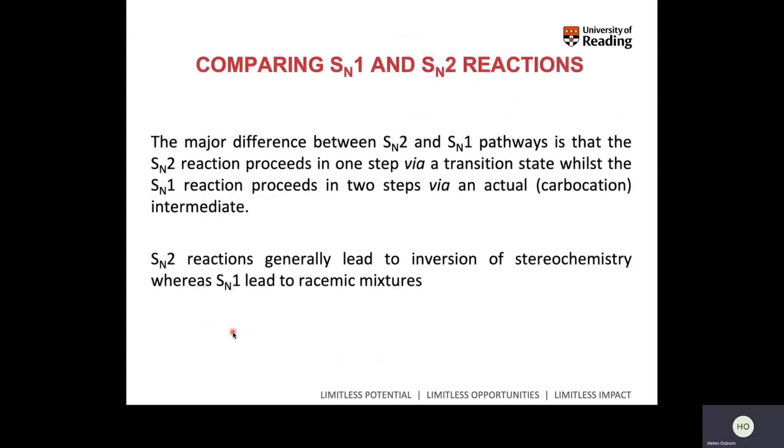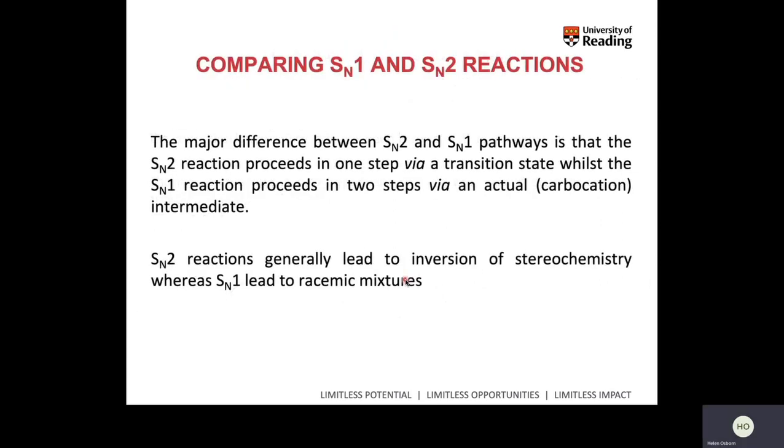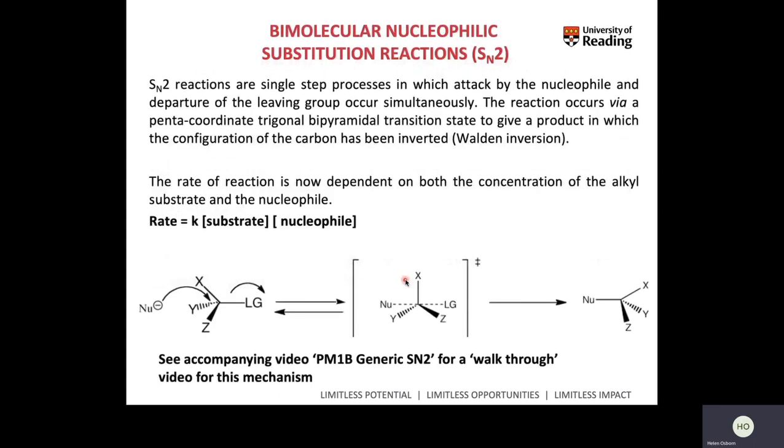So if we think about SN1 and SN2 reactions then, just as a recap, what are the similarities and the differences between them? Well, the major difference between the SN2 and the SN1 is that the SN2 reaction proceeds in one step via the transition state. So this is one step. We've got the nucleophile attacking at the same time as the leaving group departs, and we're going through a transition state. Remember, the SN1 proceeded through 2 steps via a carbocation intermediate.